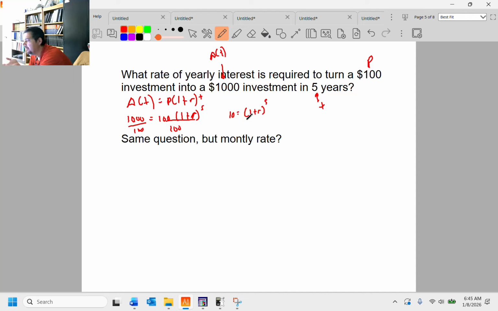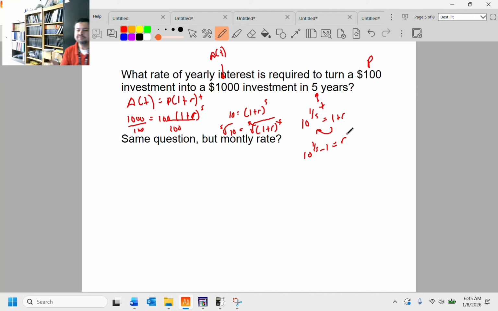Now the opposite of the 5th power would be the 5th root, or the 1/5 power, however you want to do it. I'll write this out. The 5th root of 10 is the 5th root of 1 plus r to the 5th. And of course the 5's cancel. Now, in a calculator, you're going to have to raise that to the 1/5. So 10 to the 1/5 is 1 plus r. And before I even push buttons in a calculator, let's just move this 1 over. 10 to the 1/5 minus 1 is my rate of return. It's easy peasy, kids. It ain't hard.